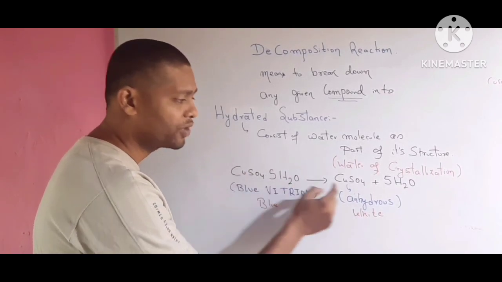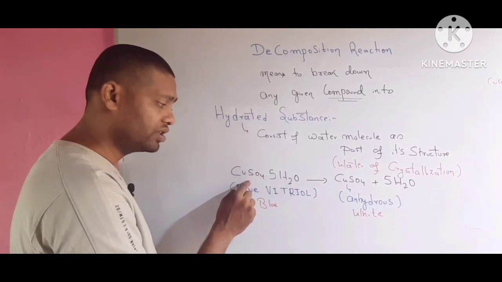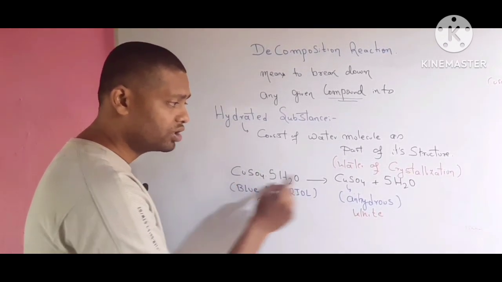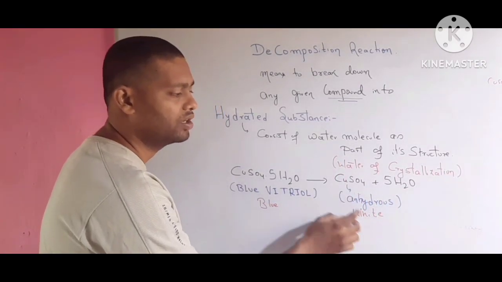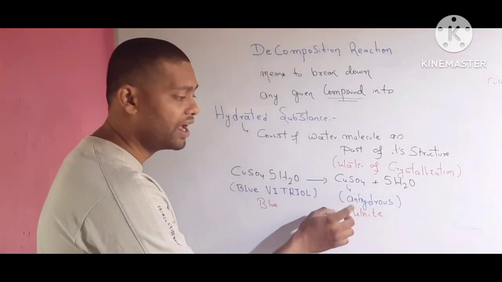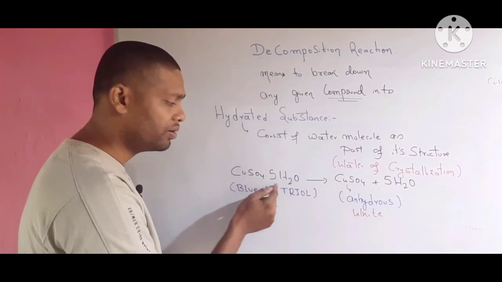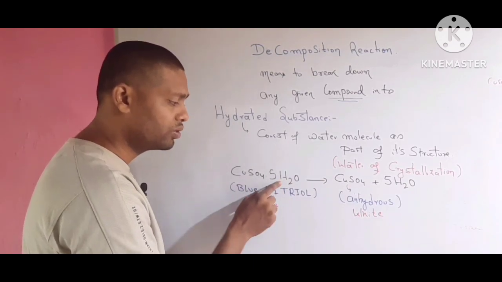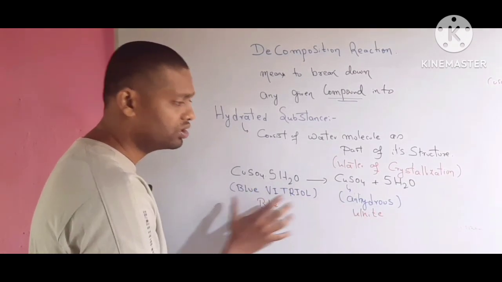So when I am passing heat, they are broken down. Because of this water molecule, what I told you, this compound is having a color. So now when they are separated, there is no color, so that's why it is white. Anhydrous, no color. When it again comes in contact with water molecules, it will again become colorful. So water is responsible for the color of this compound. So you understood this is a decomposition.